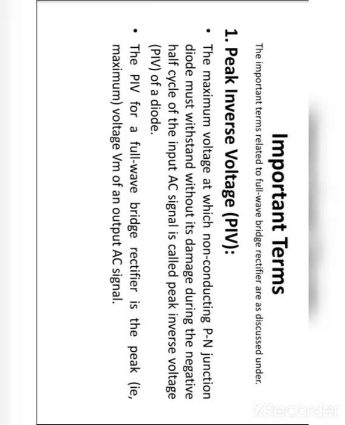Now some of the important terms related to the full wave bridge rectifier. The very first is PIV, peak inverse voltage. It is the maximum voltage which the PN junction diode must withstand without damage during the negative half cycle of the AC input signal. In this case, the PIV is equal to Vm, the maximum input voltage.